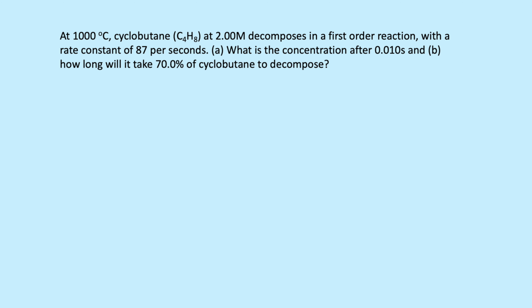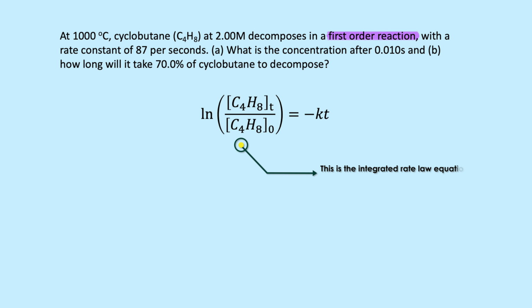To approach this problem, we need to identify a few important keywords. The first part of the question informs us that this is a first-order reaction and they want to know the concentration of cyclobutane after 10 milliseconds, which means we need to use the integrated rate law. They also provide us with the rate constant. Let us go ahead and set up the equation and plug in the known values.